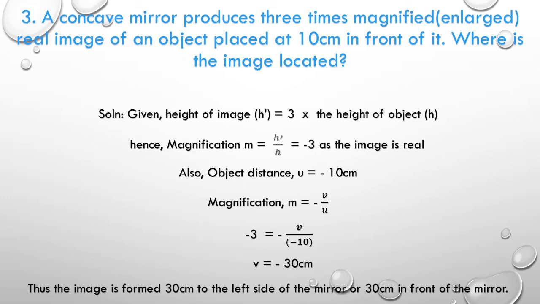So, where is the image formed, or where is the image located? The image is formed 30 cm to the left of the mirror, because if we get a negative sign, what is the meaning? That means the image is formed to the left side of the mirror, or 30 cm in front of the mirror.